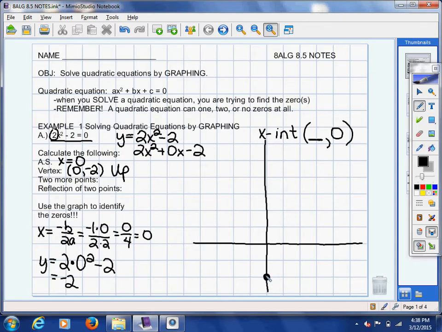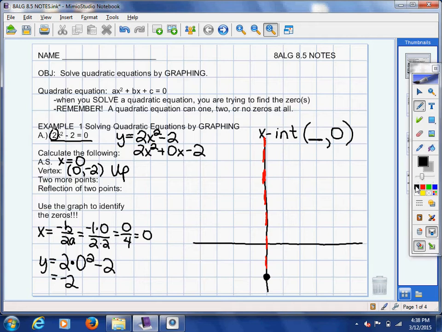And our axis of, and I'm going to change colors just to make it stand out a little bit. Our axis of symmetry is actually the y-axis, which is x equals 0. The y-axis, believe it or not, is an equation, which is x equals 0. The x-axis is the equation y equals 0, believe it or not.